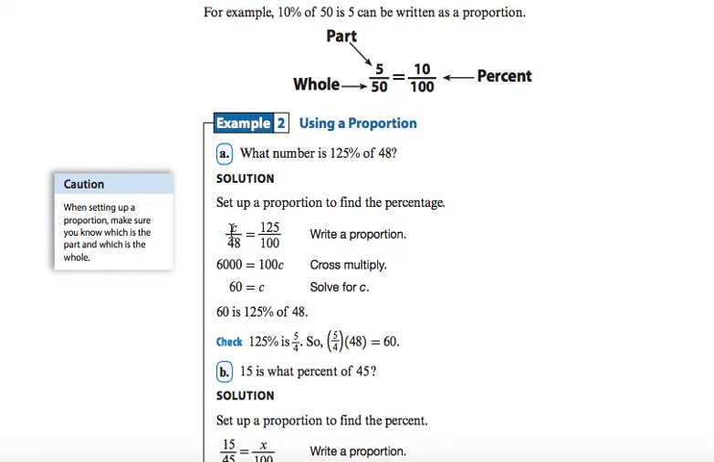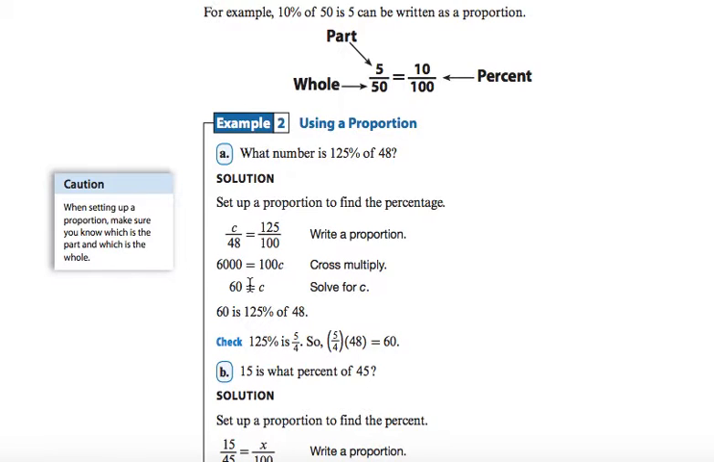Our missing variable is here. You would cross multiply and divide. C times 100, 48 times 125. 48 times 125 is actually 6,000. It's equal to 100C. We divide by 100 on both sides. We'd cancel both zeros and you would get 60. 60 is 125% of 48, which we found out from that calculation.